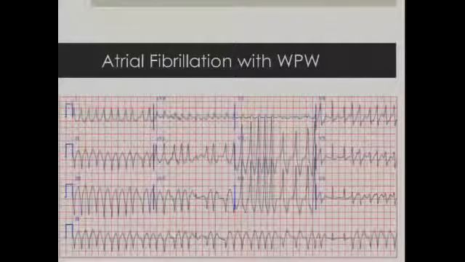So this is what WPW looks like in atrial fibrillation. So really fast, bizarre EKG, but you see pre-excitation. You see that delta wave even when they're going fast. So that means that this patient had a left lateral pathway.